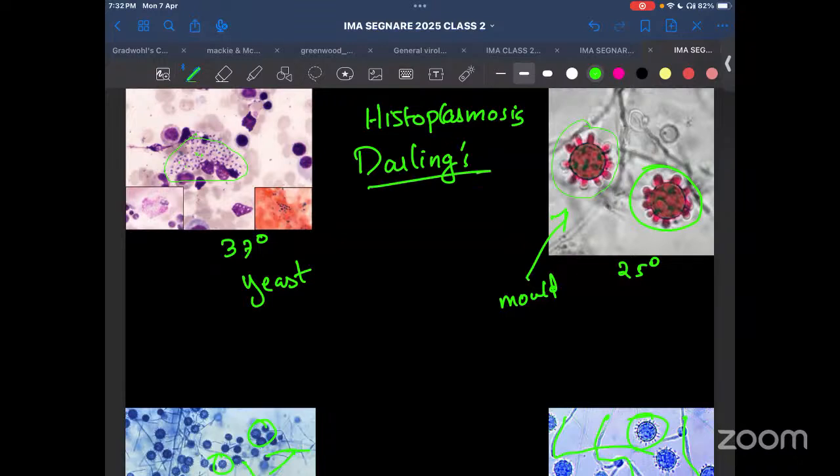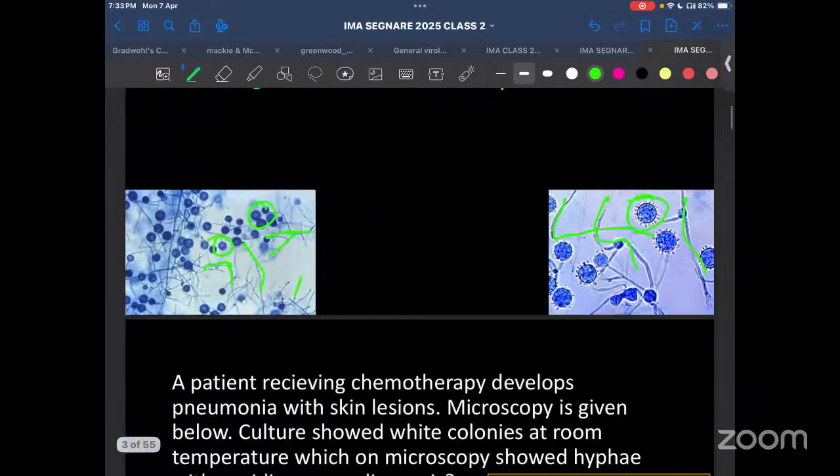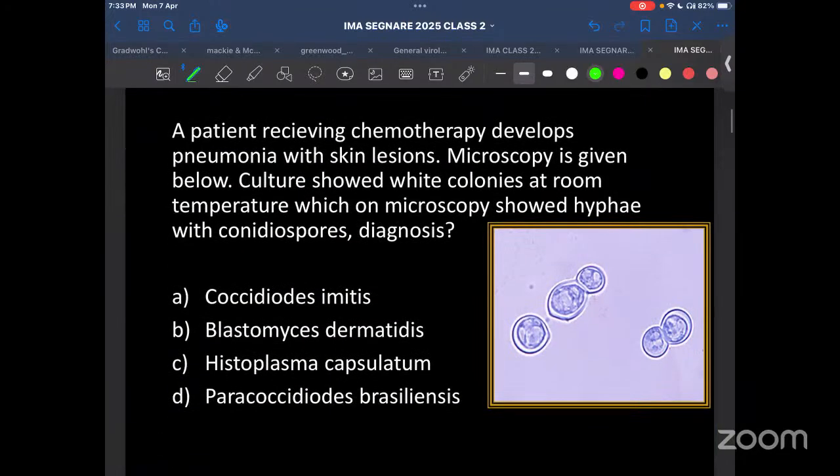Okay, so the presentation will be pneumonia along with the hilar or mediastinal lymphadenopathy. Pulmonary infiltrates may be seen. The treatment is actually liposomal amphotericin B. So that is histoplasmosis. Now coming to our second question.